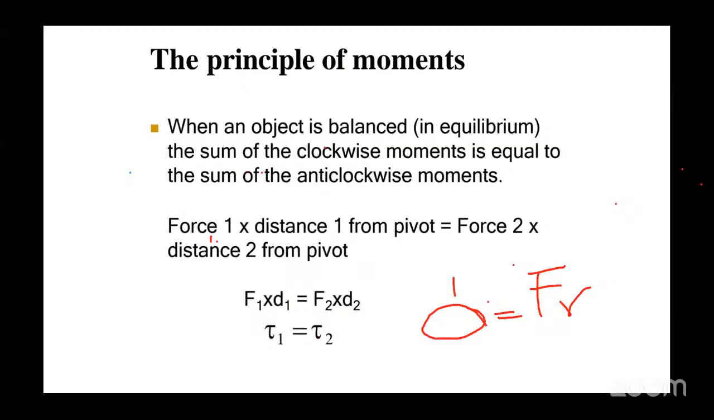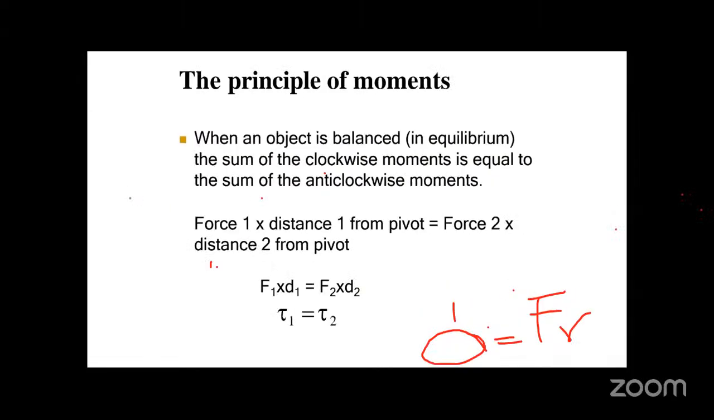Principle of moment, we have: when an object is balanced or in equilibrium, the sum of the clockwise moments is equal to the sum of the anti-clockwise moments. The moment is force times distance, which is also torque. So torque 1 is equal to torque 2. Torque 1 is clockwise moment, while torque 2 is anti-clockwise moment.